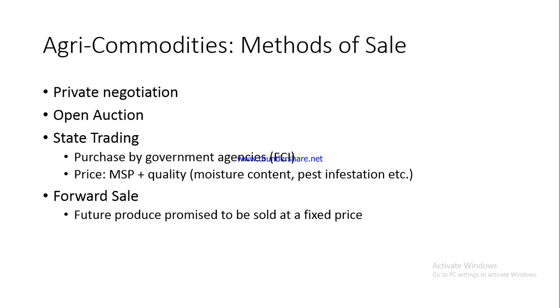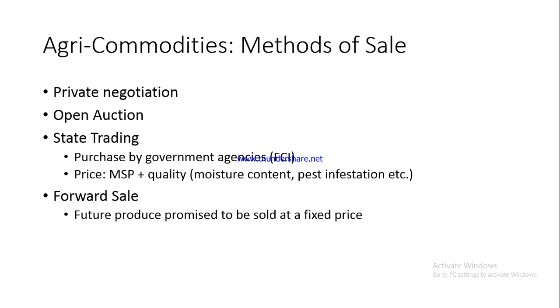The seeds may not yet be sown. The crop naturally has not been harvested, but then there is already a contract between the farmer and a prospective buyer that the farmer would deliver this quantity of the agro-commodity by this date to the prospective buyer, and the buyer promises that he would pay a particular price for this particular commodity.